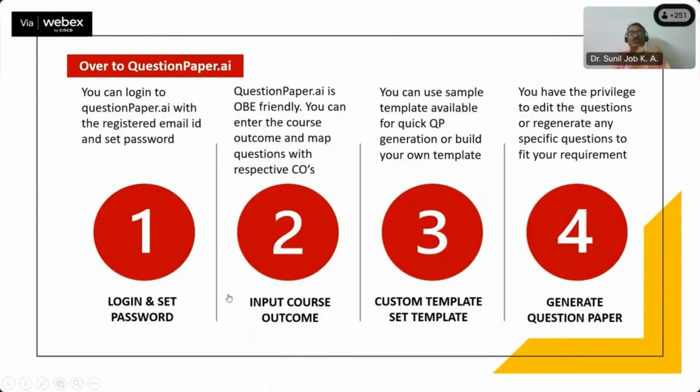So over to our web application. We will be going through the web application in four steps. The first thing is that we have to log in to the web application. The second is that we have to input the course outcomes, because I told you that this is OBE friendly. There is a tab for you to input the course outcomes, and then we can create a custom template as per the requirement, and then go and generate the question paper. So these are the four steps we are going to follow with our software.